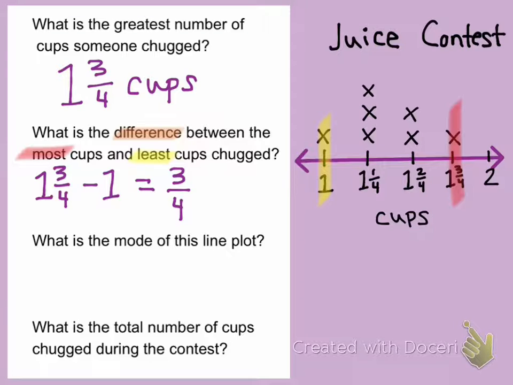The next question asks, what is the mode of this line plot? Mode means the most number of X's. So from this line plot we can see 1 1/4 has the most, or it's the mode of the line plot.